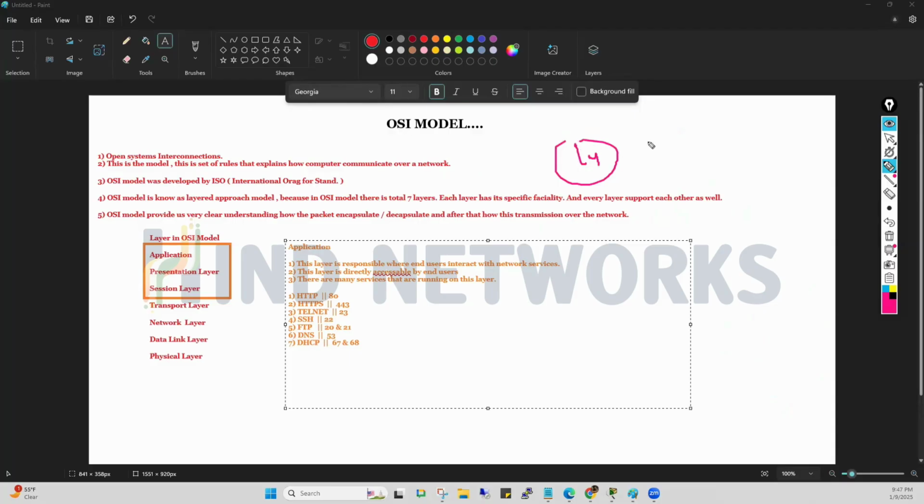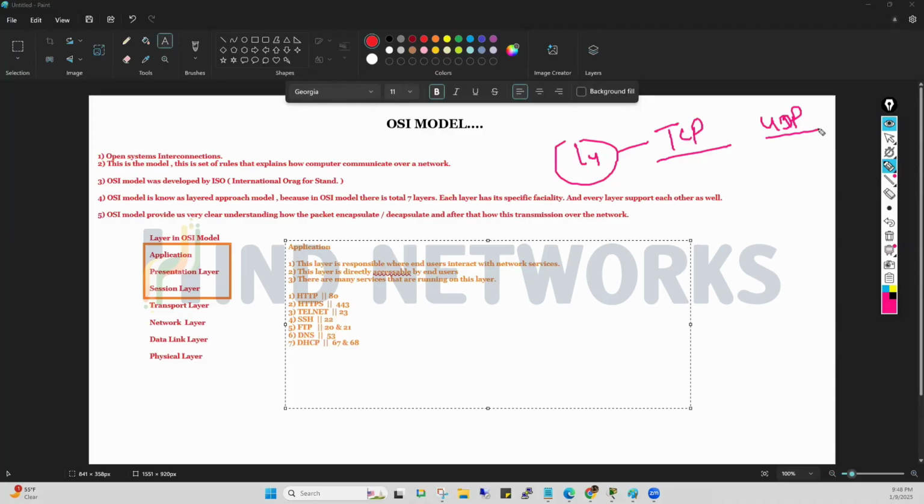At layer number 4, there are two types of protocol. One is called TCP and the second one is called UDP. Please remember. Clear, guys? Now, for example, whatever services you are using at the application layer, such as HTTP, HTTPS, DHCP, or DNS, these are the multiple services that you are using at the application layer.